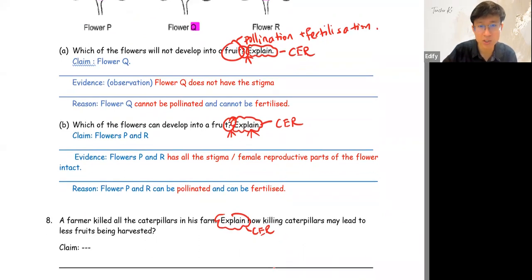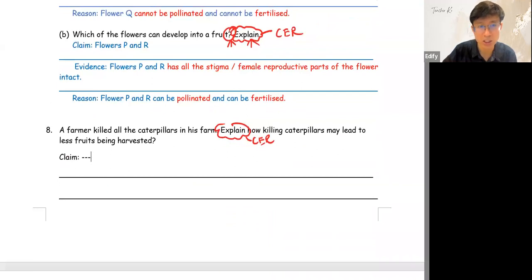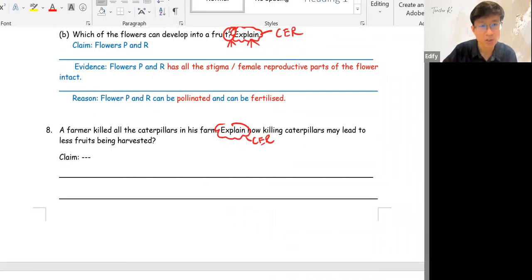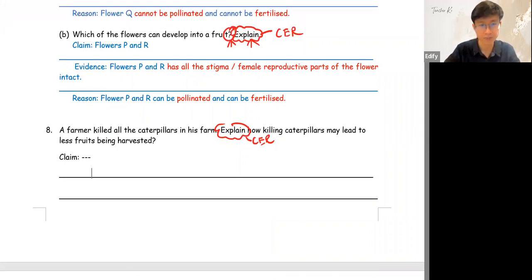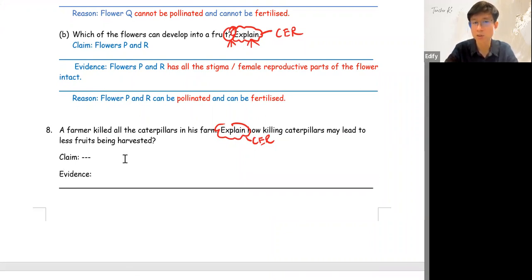Okay, so in question 8, there is no C, right? There's no need to give a claim. You just have to explain by giving our evidence. So what is our evidence? What do we see? The only evidence I can see, my observation, is that there are no more caterpillars left. So maybe I'll just write: there are no more caterpillars in the farm.